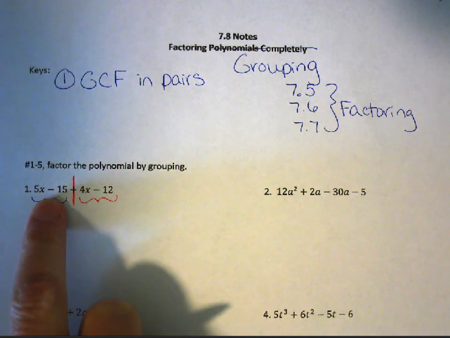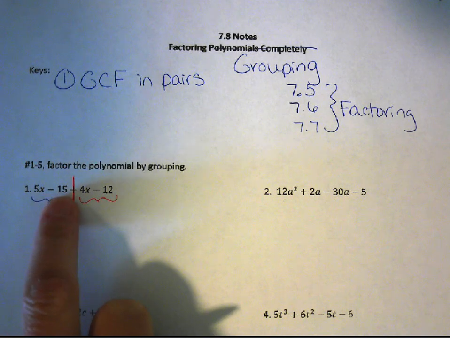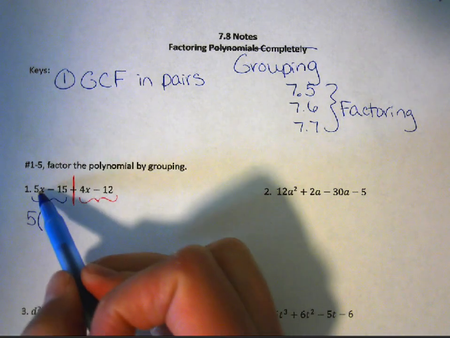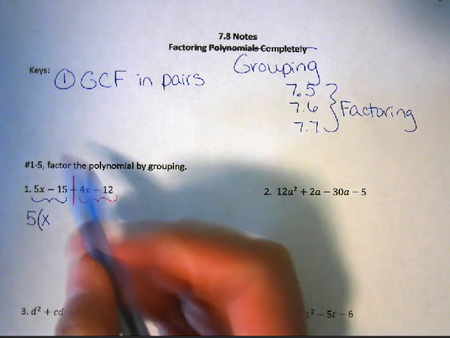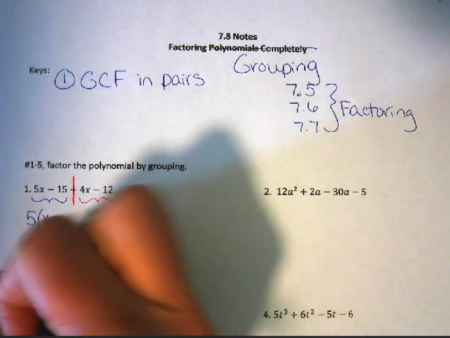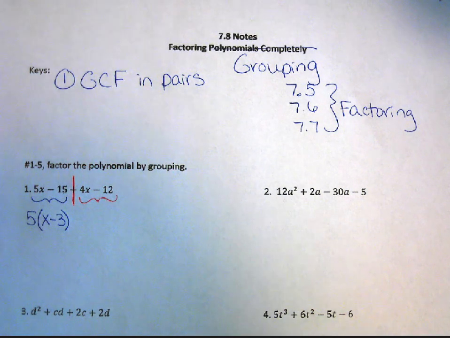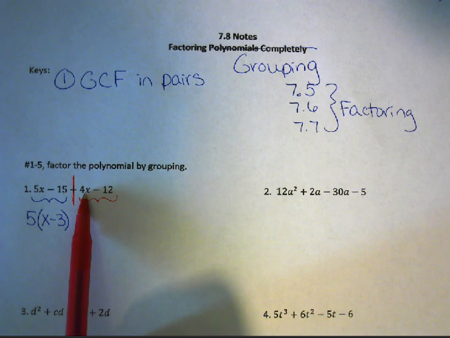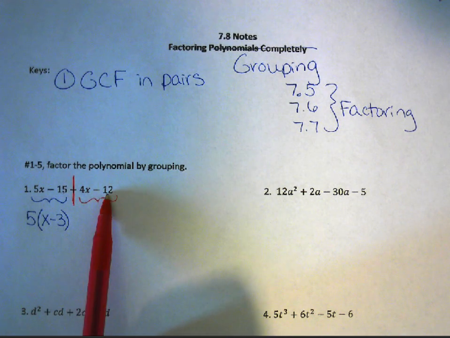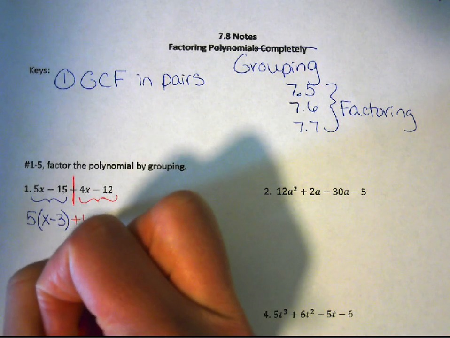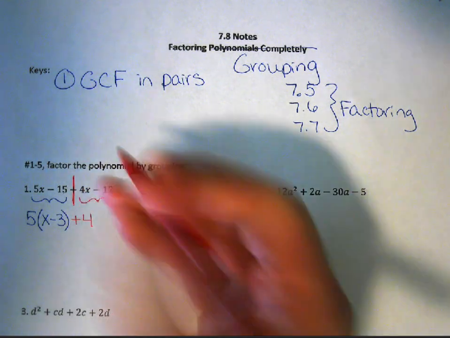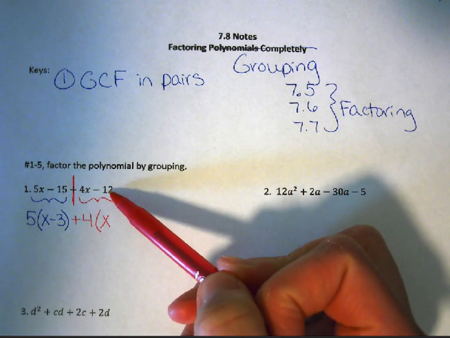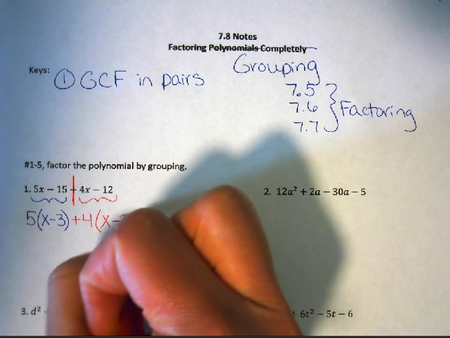Let's pull out the greatest common factor. So between 5x and 15, the greatest common factor would be 5. And then we divide. So if we divide this out, we get x. If we divide negative 15 by 5, we get 3. So that would be our greatest common factor pulled out. Now let's do the same thing over here. Now notice the greatest common factor is not 5. It is 4. So let's pull this out as a positive 4. So if we divide out the 4, we're left over with x. And if we divide negative 12 by 4, we get a minus 3.